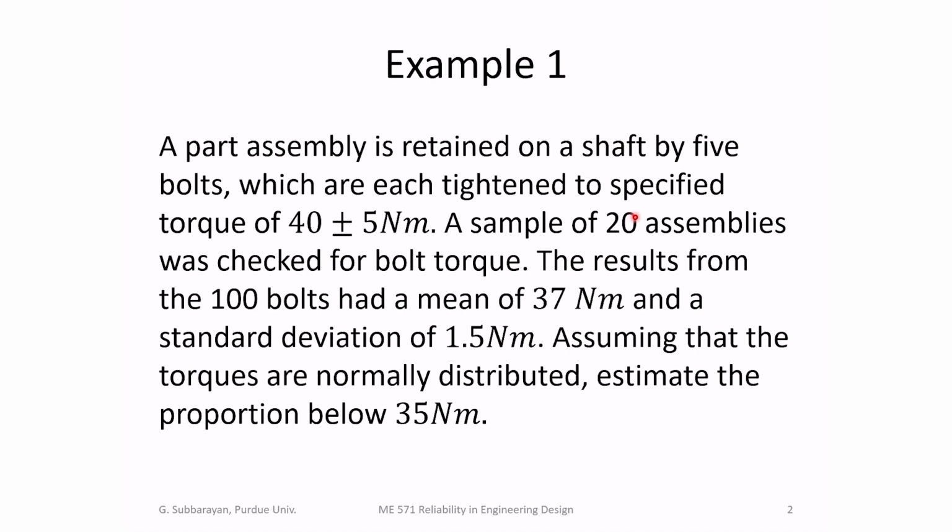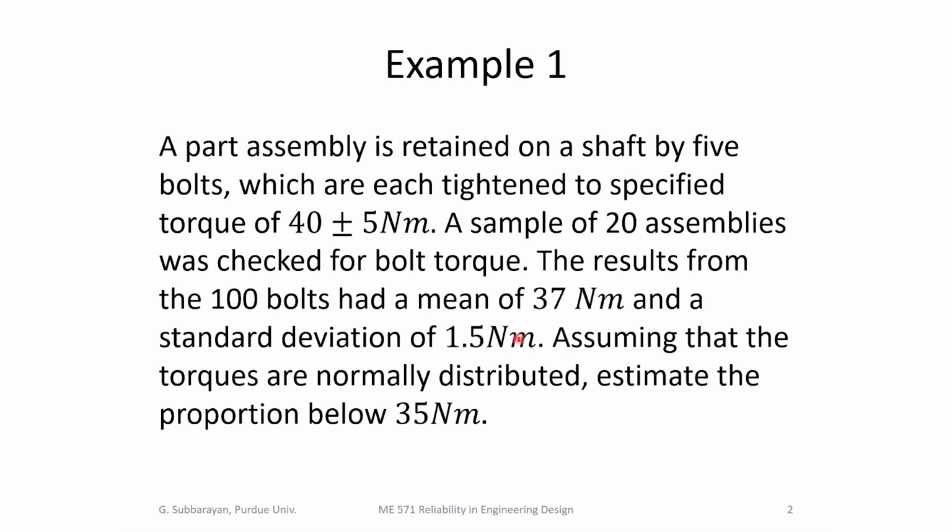And then 20 assemblies were checked for bolt torque. So 20 assemblies with 5 bolts each, total of 100 bolts. They had a mean of 37 Newton meter and a standard deviation of 1.5 Newton meter. So assuming that the torques are normally distributed, estimate the proportion below 35 Newton meter.